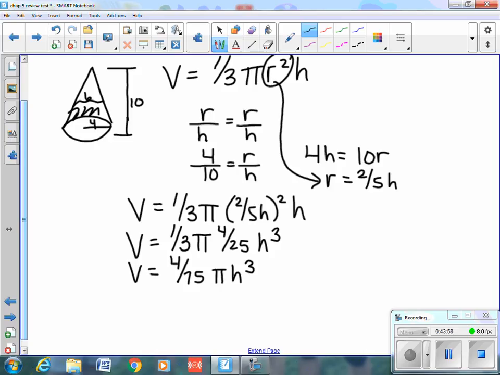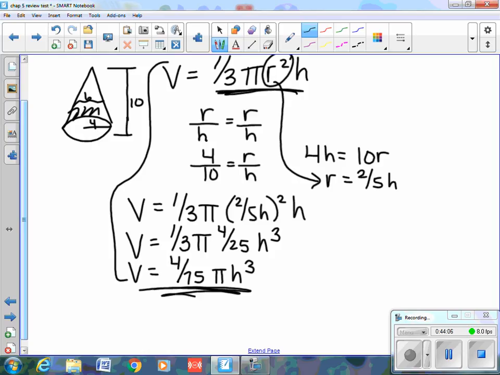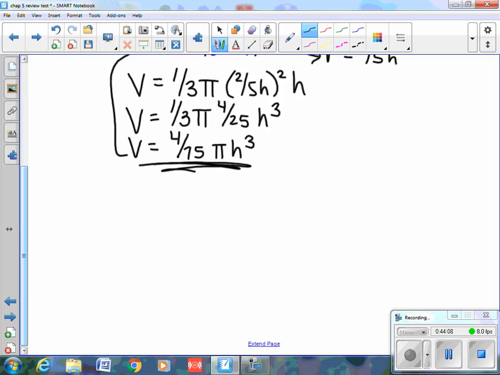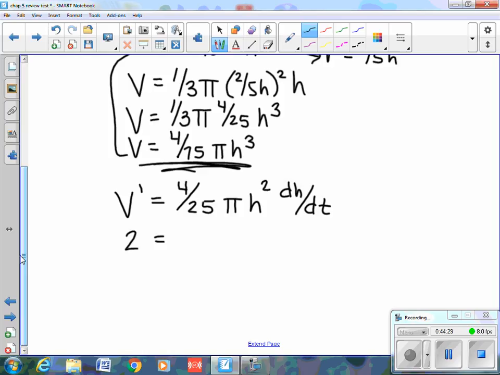So this gigantic process right here was to go 2 variables down to 1 variable. Now that I have 1 variable, I can find my derivative. Put my 3 out in front, which makes 4 over 25 pi h squared dh dt. Again, they tell you what your volume is changing at. Your volume is changing at 2 cubic feet per minute. Leave 4/25, leave pi. Still trying to find dh dt.